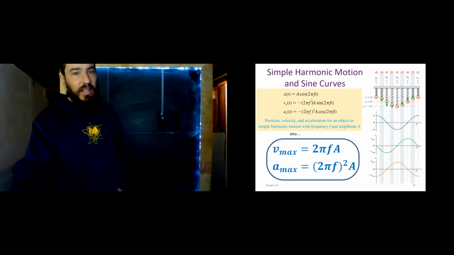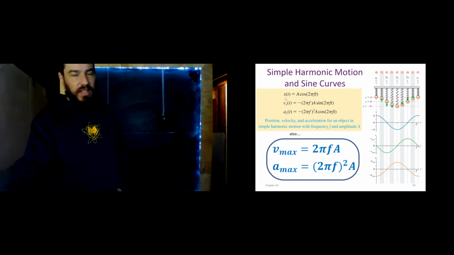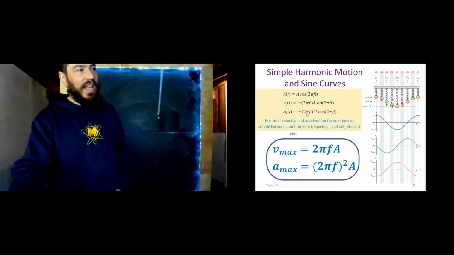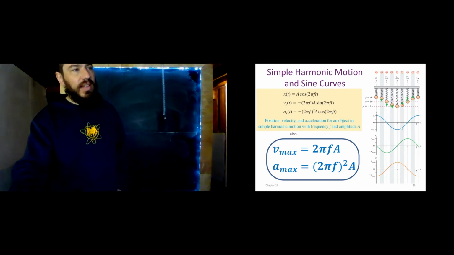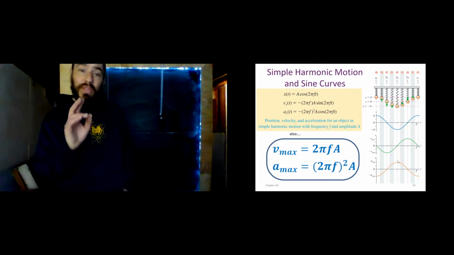Those of you that have had calculus will recognize that velocity is the derivative of position. If we take a derivative of this function, we end up with this function. Notice it is a negative sign. Negative sign. And here we have acceleration. Again, the derivative of velocity looks like a negative cosine function. Notice it is the inverse of this. Now, a couple of things to note.